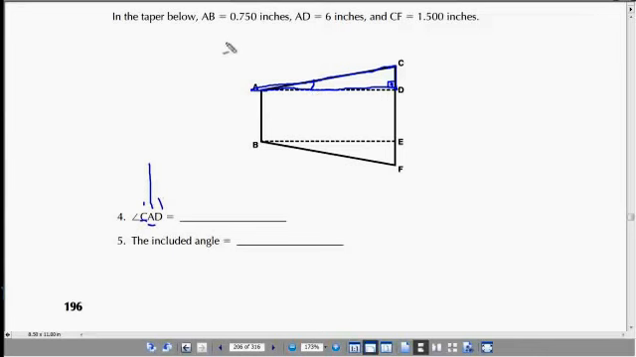So the first thing that you see here is it says the surface AB is 750 inches. So we find AB, that's the distance from here to here. That's 750. The next one is surface AD. That's the distance from here to here, and they say that's 6 inches. Okay, so we have 6 inches here. Now I'm going to clean this up some, and then I'll be right back on this thing.